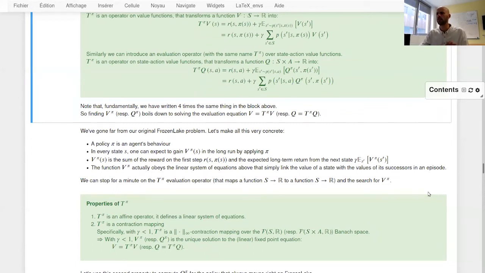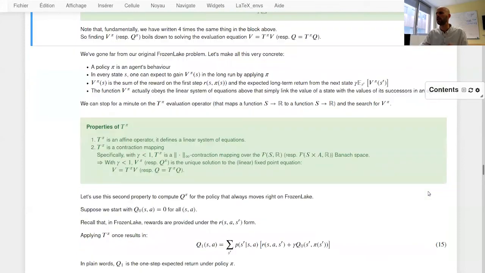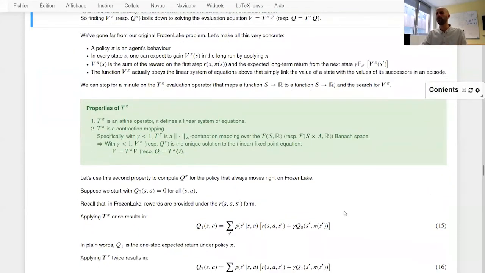Let's stop for a minute on the T pi evaluation operator, because this operator actually has two very nice properties. The first one is it's an affine operator. It transforms a function in a linear way into another function. So it defines a linear system of equations. One can actually prove that this system of equations is full rank, but I will not go into details right now. And it's almost straightforward to prove.